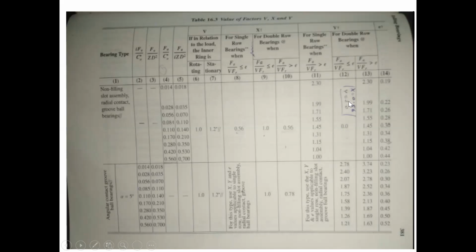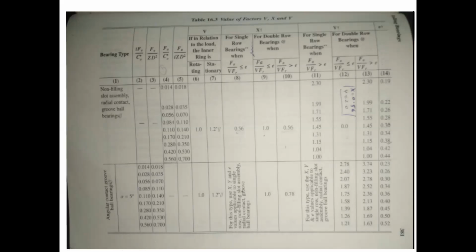There is a mistake in your machine design data book in column number 8. This value of X is for Fa upon VFr greater than e, so you have to correct your data book because the symbol should be a greater than sign. Please correct your machine design data book written by Mahadevan and Reddy by changing this sign to greater than or equal to. Now we have to use this table to find X, Y and V. The V can be found by deciding which race is rotating.